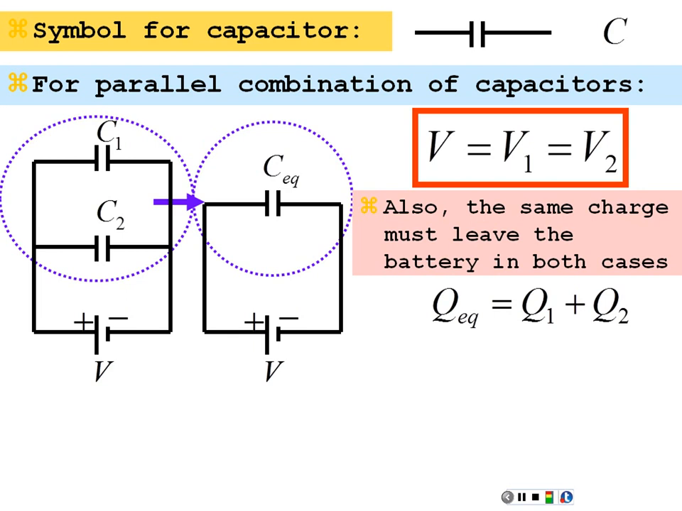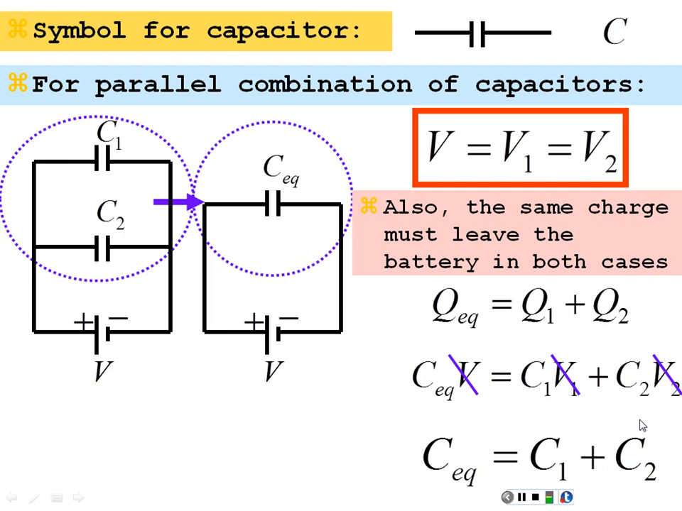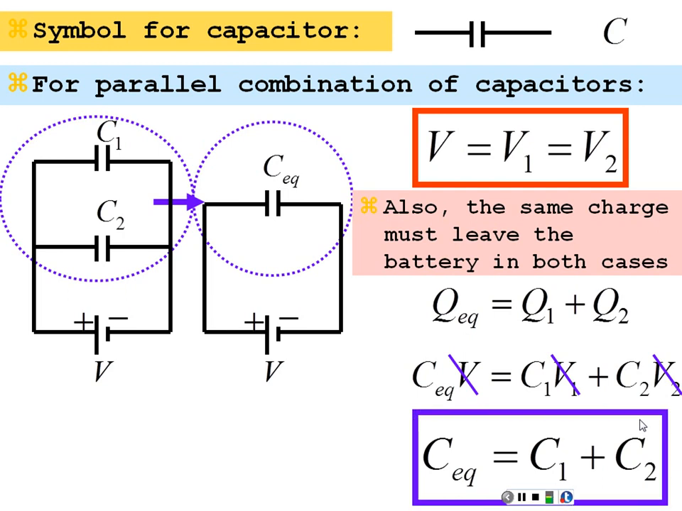But we know from our definition of capacitance that Q is equal to CV. So we have C equivalent times V is equal to C1 V1 plus C2 V2. Now these voltages are all the same, so I can divide both sides of the equals by the same voltage, and I'm left with C equivalent is equal to C1 plus C2. What this means is capacitors in parallel add.